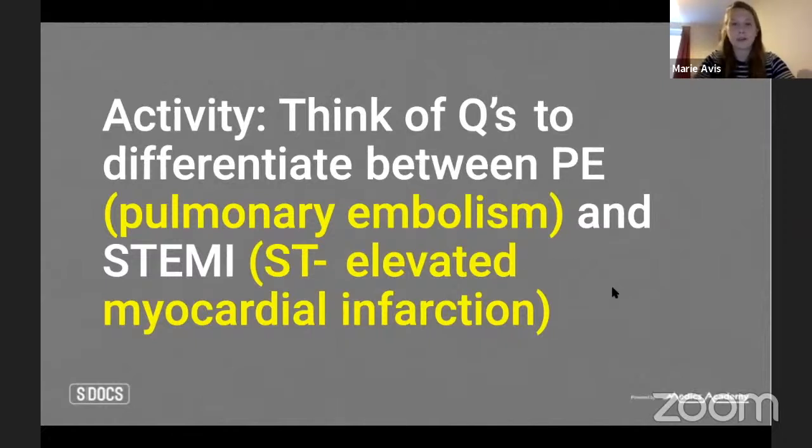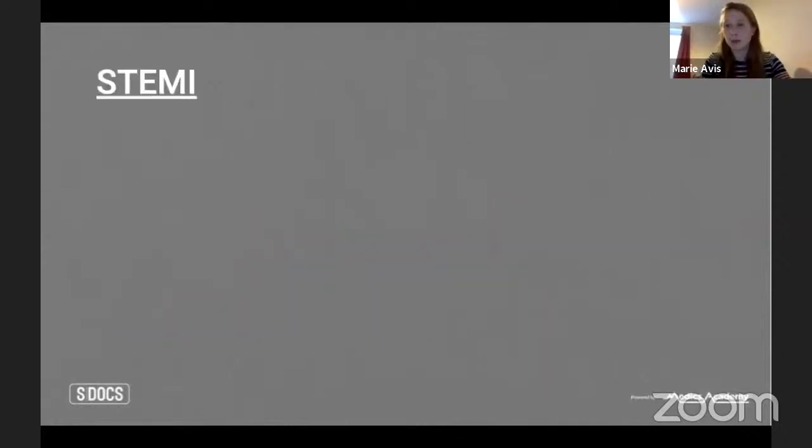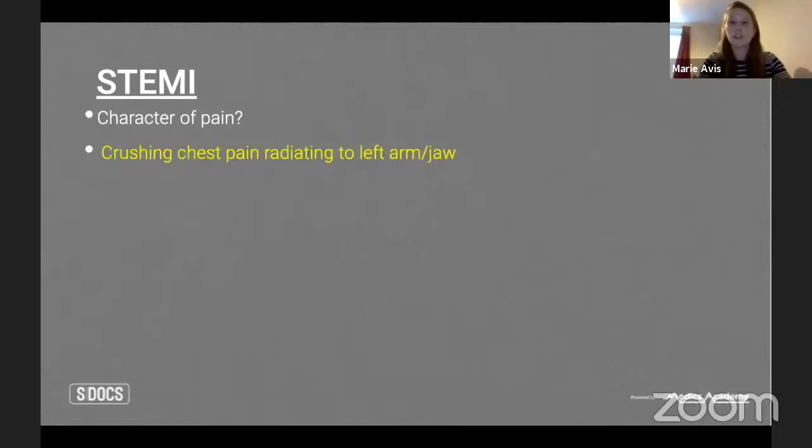Okay, so here are the ones I came up with, and they might not be the same as yours. Don't worry about it. There's a million questions you could ask, but I came up with some generic ones. For an ST elevation MI, I thought you could ask about the character of the pain. By character, I mean, is it sharp? Is it dull? Is it achy? The answer I'd expect back, a really classic answer for a STEMI, is crushing chest pain.